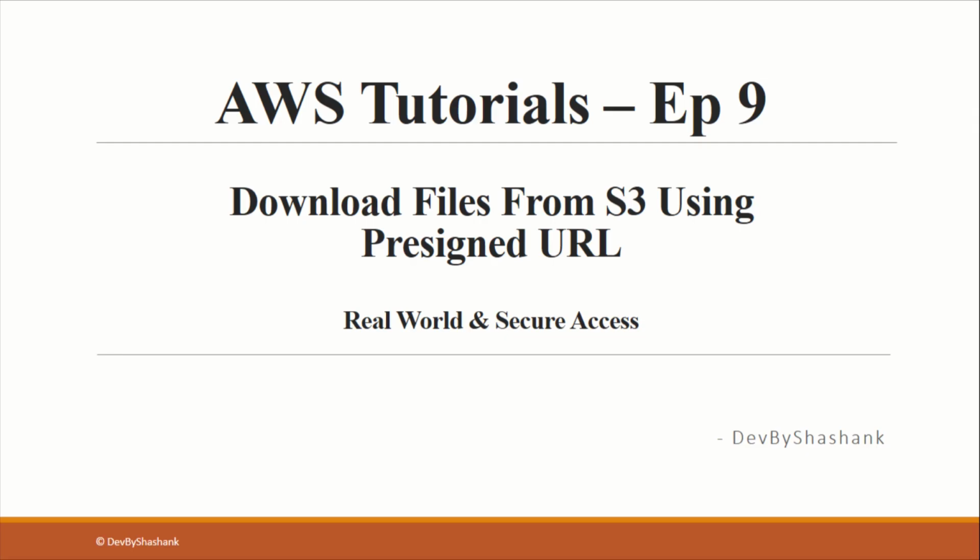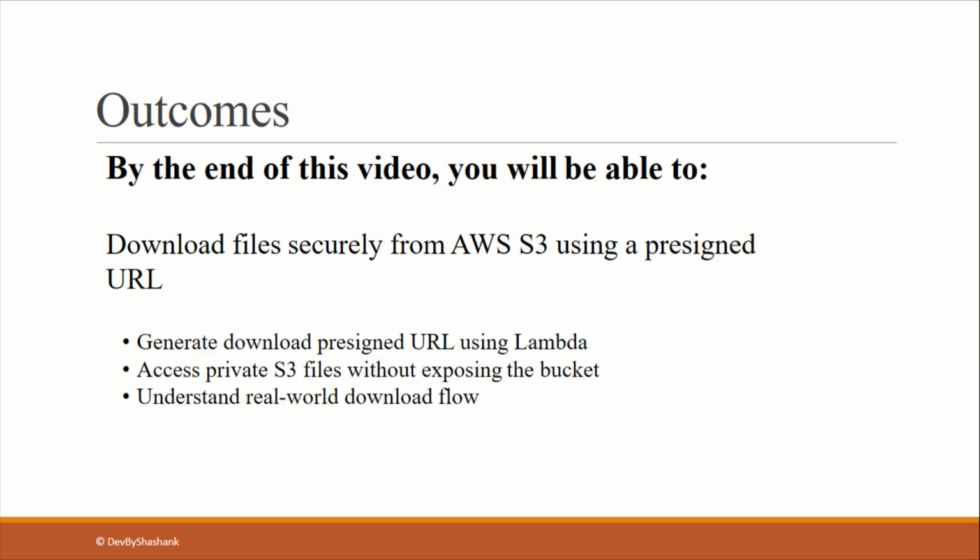In this video, we'll see how to download files from AWS S3 using a Presigned URL. By the end of this video, you will be able to download files securely from AWS S3 using a Presigned URL. We'll see how to generate a download Presigned URL using Lambda. We'll access private S3 files without exposing the bucket and we'll understand its flow as well.